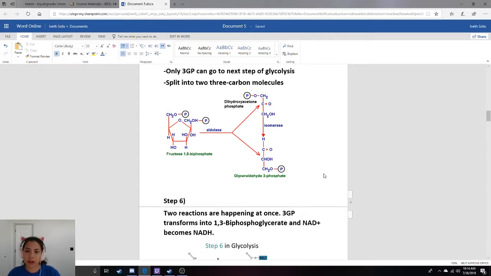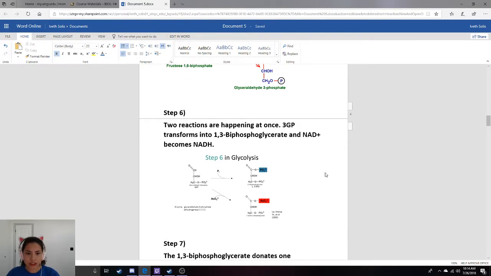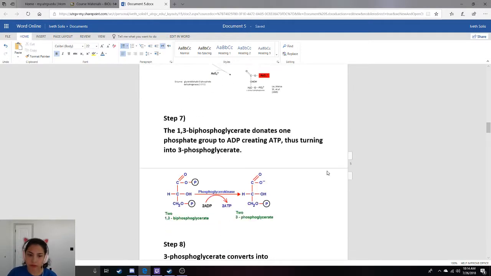Split into 2 3-carbon molecules. This is where it goes into 2 3-carbon molecules, so the next steps are going to be pretty much doubled. Step 6. 2 reactions are happening at once. The 3-GP is transforming into the 1,3-biphosphoglycerate, and NAD plus becomes NADH.